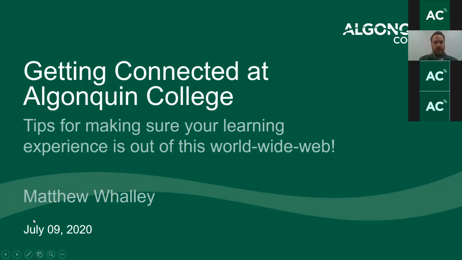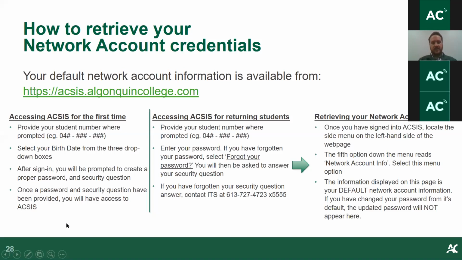While getting connected at Algonquin College, you'll need to get your network account credentials from Access, ACSIS. Access is accessed in two different ways, depending on if you are a first-time student or if you're a returning student. Students that are new to Algonquin College and have never used Access before will need to sign in with their student number, as well as selecting their birth date from drop-down boxes on the Access sign-in page.